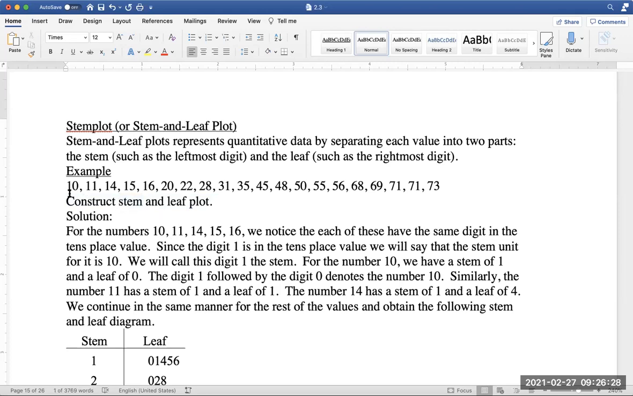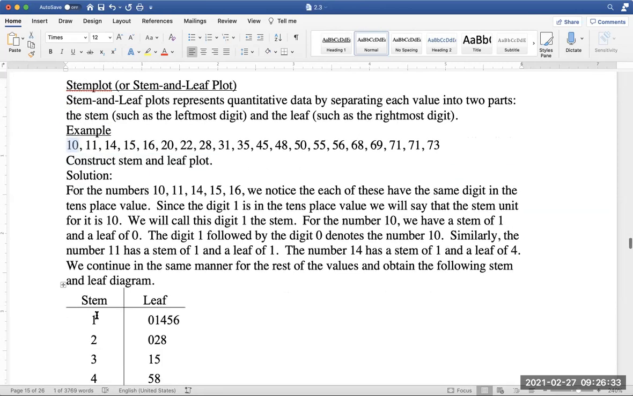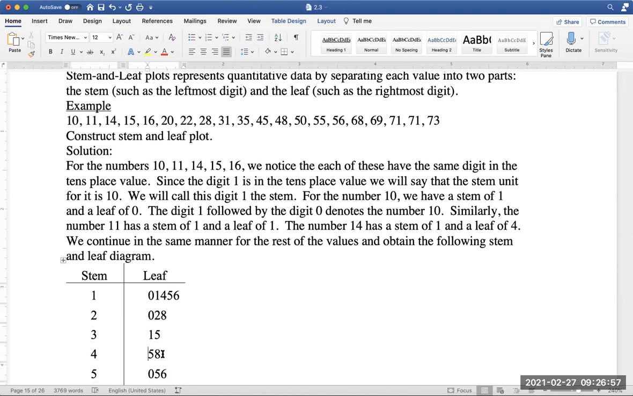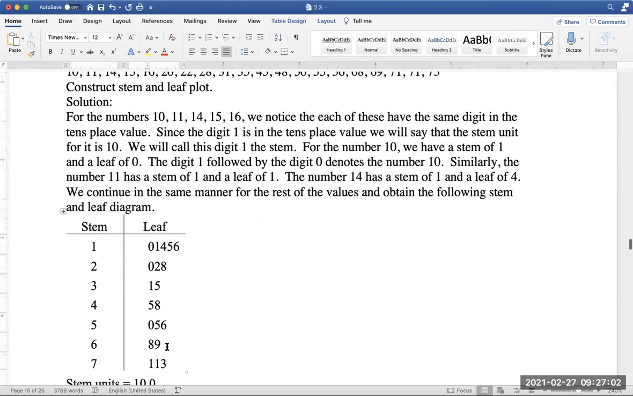So let me write the number 10. I have a 1, 0. That's 10. Next, let's do the number 11. Well, I've already written 1, and so 1, 1 is 11. 14, 15, 16, 20, 22, 28, 31, 35, 45, 48, 50, 55, 56, 68, 69, 71, 71, 73.